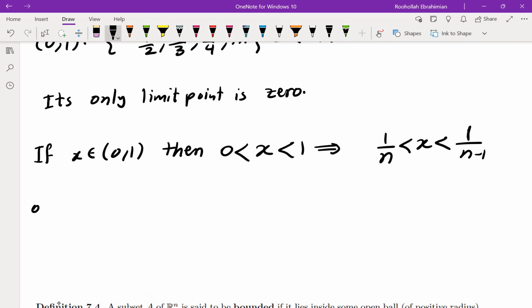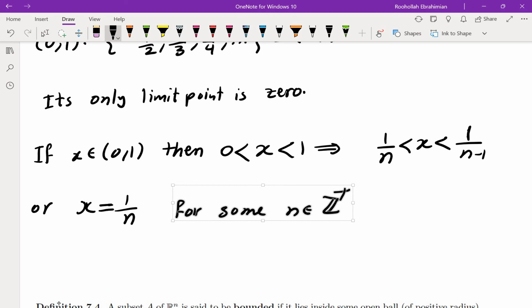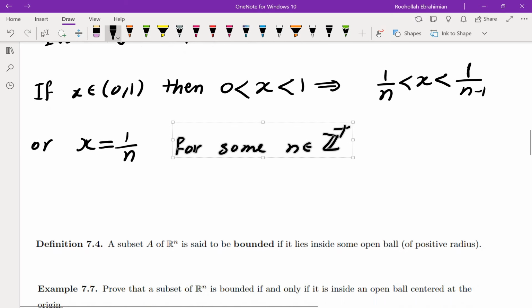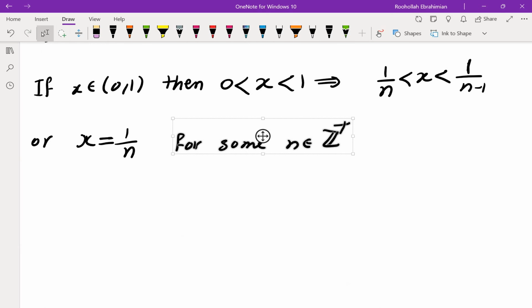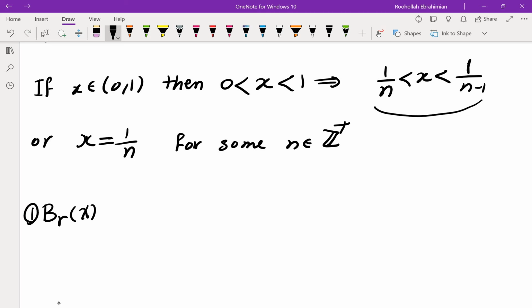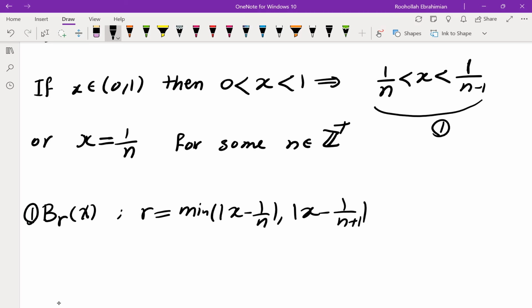So it's either that or x is in fact equal to 1 over n. So either x is one of the 1 over n, or it is between two of them. In either case, there's a ball around it that doesn't intersect the set except for the center. So in the first case, take the ball of radius r centered at x, with r equal to the minimum of the distance between x and 1 over n, and the distance between x and 1 over n plus 1. This is a positive number, and the ball centered at x of that radius doesn't intersect the set.